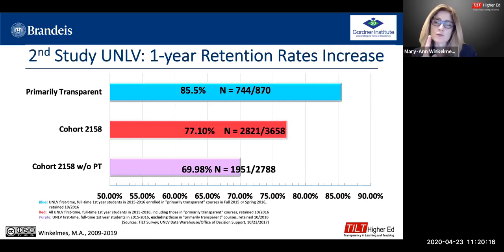But those students who received transparent instruction in their first year classes, in one first year class, those students came back at an 85.5% rate of return, re-registered as second year students. And those students who did not receive the transparent instruction in their first year in any class came back at a 69.9% rate of return.